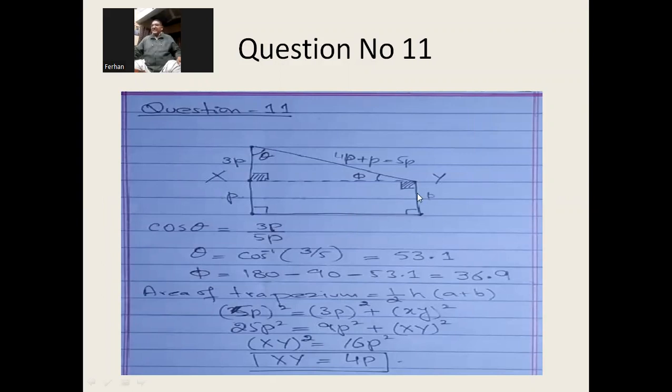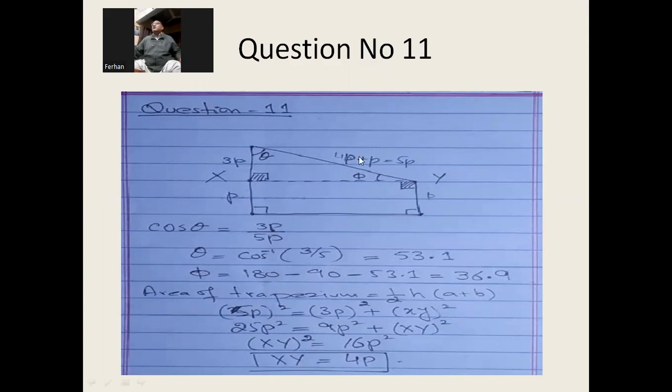So I have taken that trapezium, and this is the center of the big circle. This is the center of the small circle. This is that straight line. And this radius is P. This big radius is 4P. This portion will be P, so this portion will be 3P.